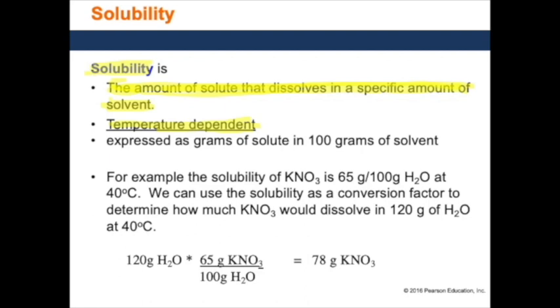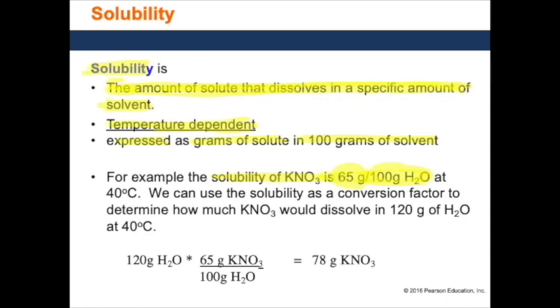It's usually expressed as grams of solute in 100 grams of solvent. For instance, when we talk about solubility of potassium nitrate in water, it is given by 65 grams in 100 grams of water. This essentially means you could dissolve 60 grams of potassium nitrate in 100 grams of water.